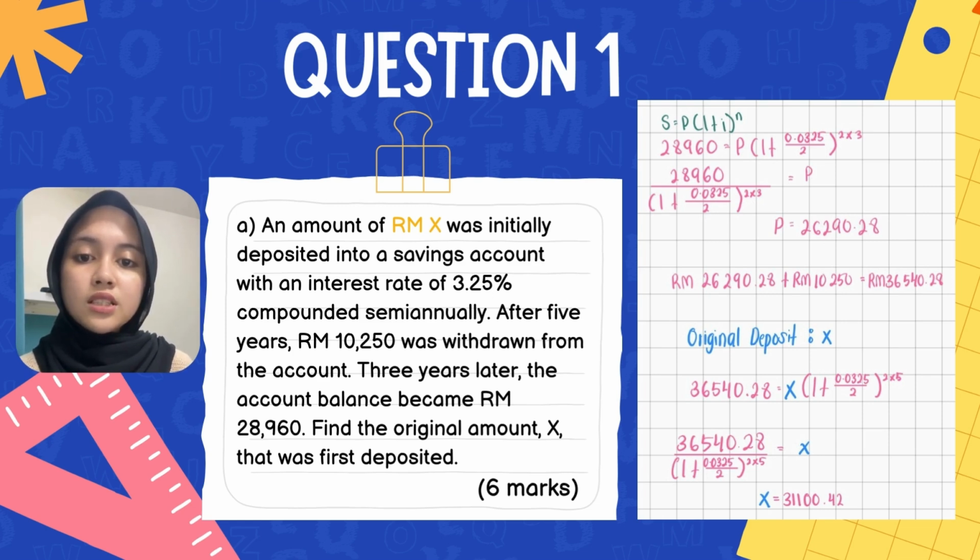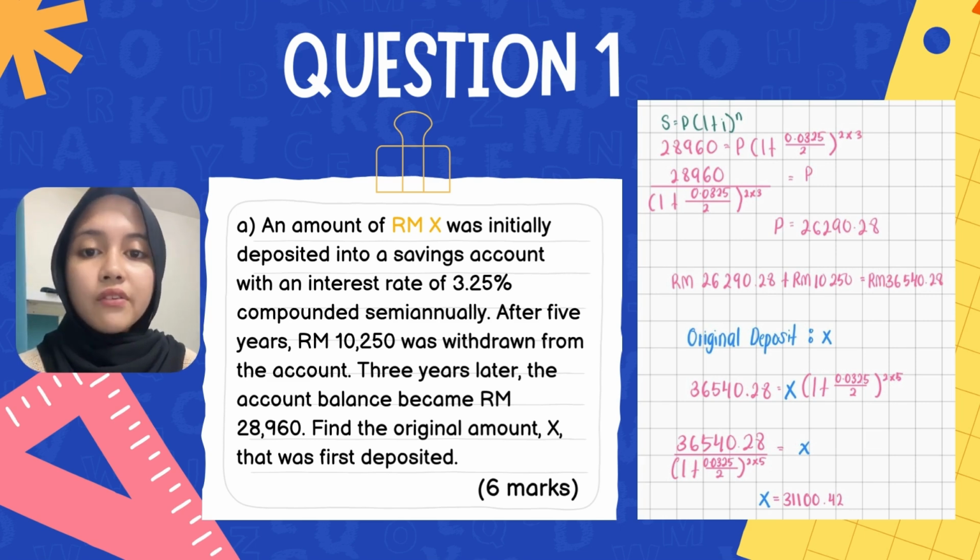So now, let's find the original deposit amount, which is our X. Use the compound interest formula again to find the X. Now, we have the total balance before the withdrawal, which we can substitute into the compound interest formula to find the original deposit. Using the formula, we replace the S, which is 26,290.28 cents, then replace the I, which is 0.0325 over 2, and the number of periods with 2 times 5 equals 10. After substituting these values, we solve step by step to calculate the original amount deposited, which is 3,142 cents.